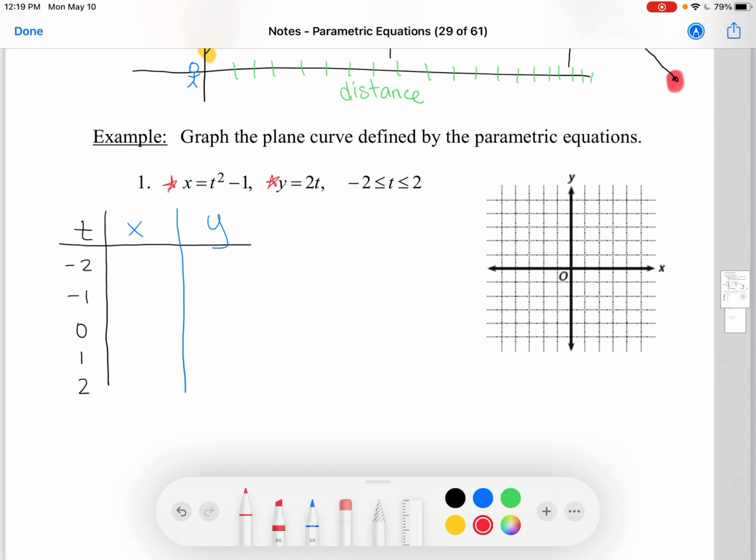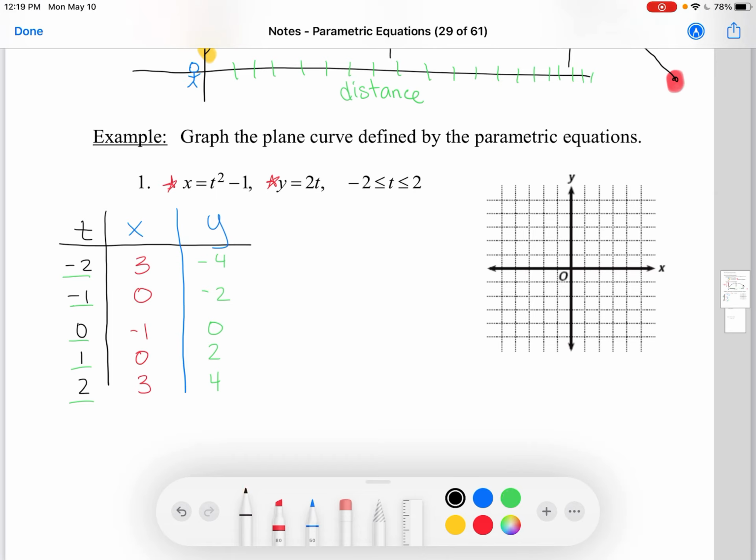So when I plug in a -2 for my x equation, I'm going to get a 3. Plugging in a -1, I'll get a 0. Plugging in a 0, I'll get -1. Plugging in a 1, back to 0. And plugging in a 2, back to 3. I'll do the same thing with the y's. Plugging in a -2, again, we're plugging in the t values only. When I plug in a -2, I get -4, -2, 0, 2, and 4.